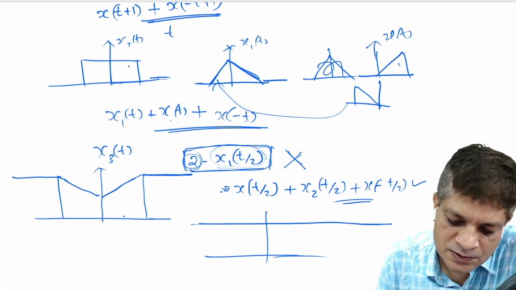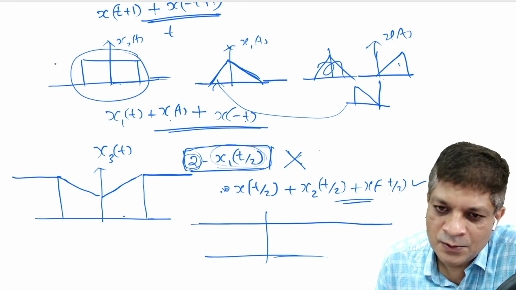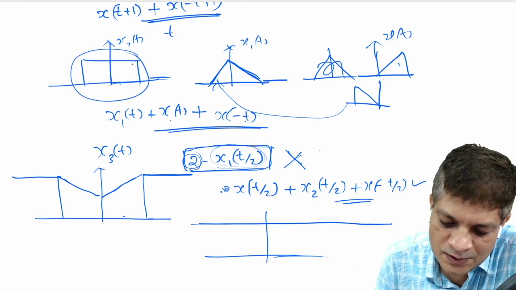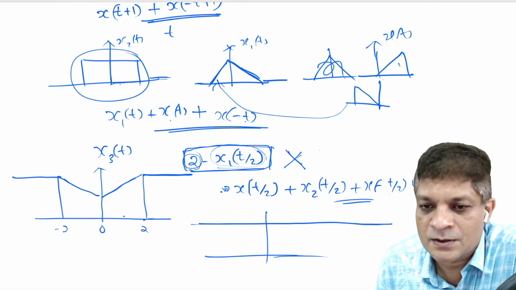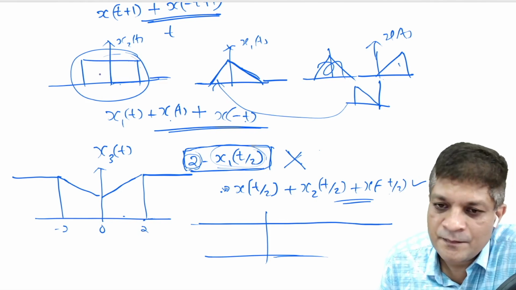If you want to use a constant, can you use this? You want that constant only in this interval, isn't it? 0 to 2, minus 2, only in this interval. So can we use this?